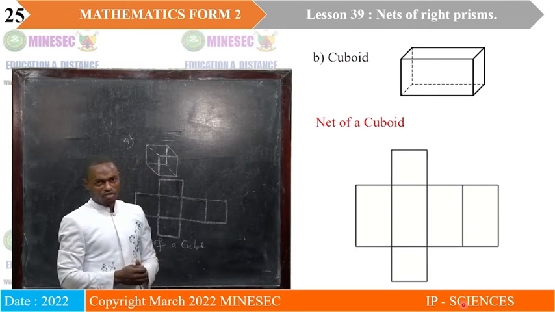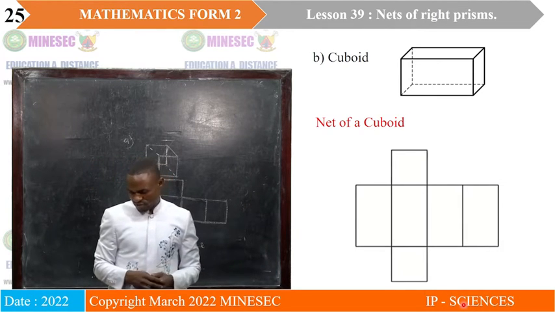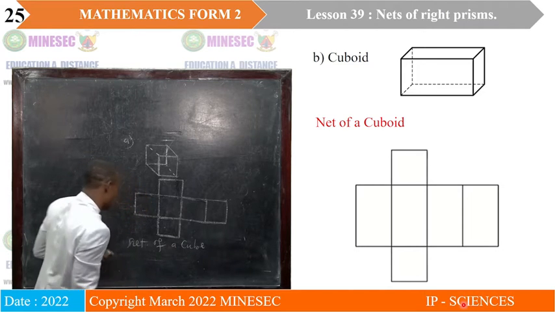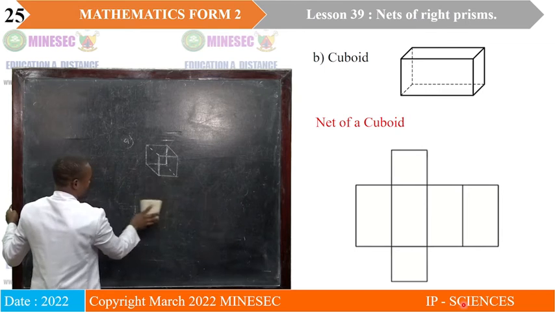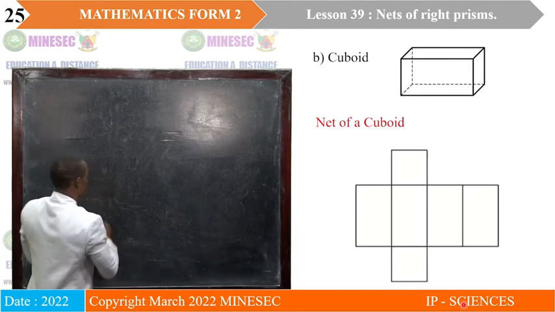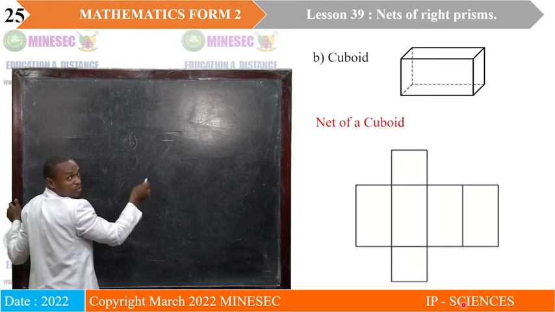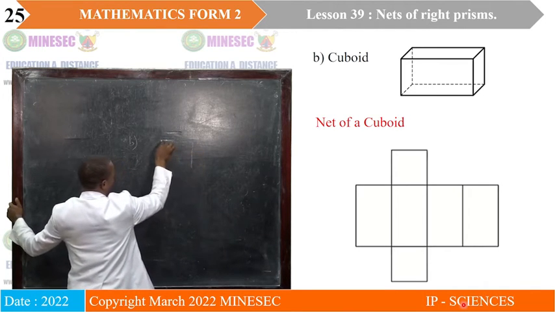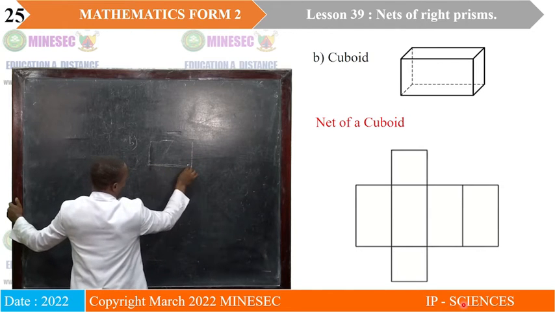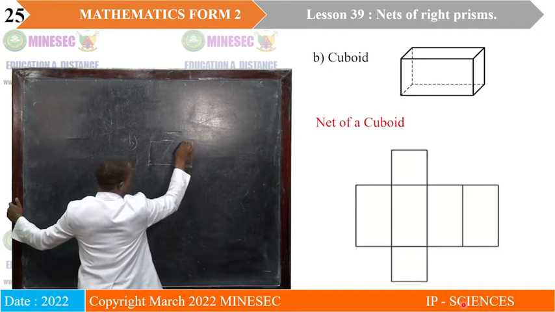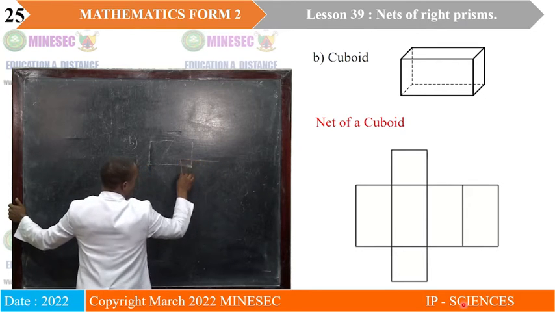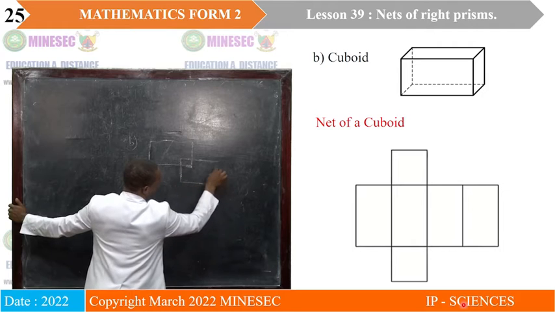B, that of the cuboid. And looking at that, you see that the net of the cuboid has also been displayed and is similar to that of the cube. But let me just put it down and explain to you where the differences can be observed. B, we have a cuboid. Now, the difference between a cuboid and a cube that we have just seen is that in a cuboid, the faces are not identical, but are rectangular. The faces are not identical, though they are rectangular.